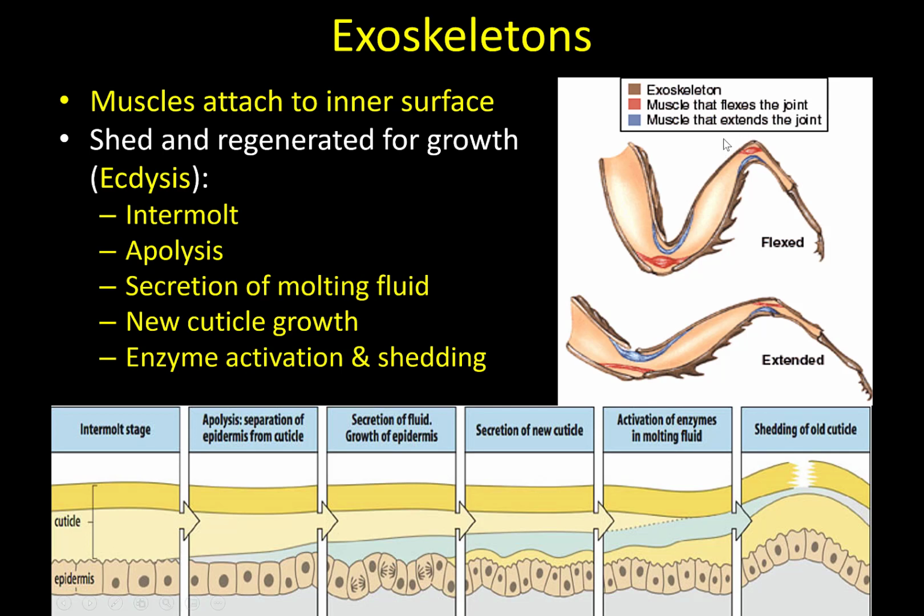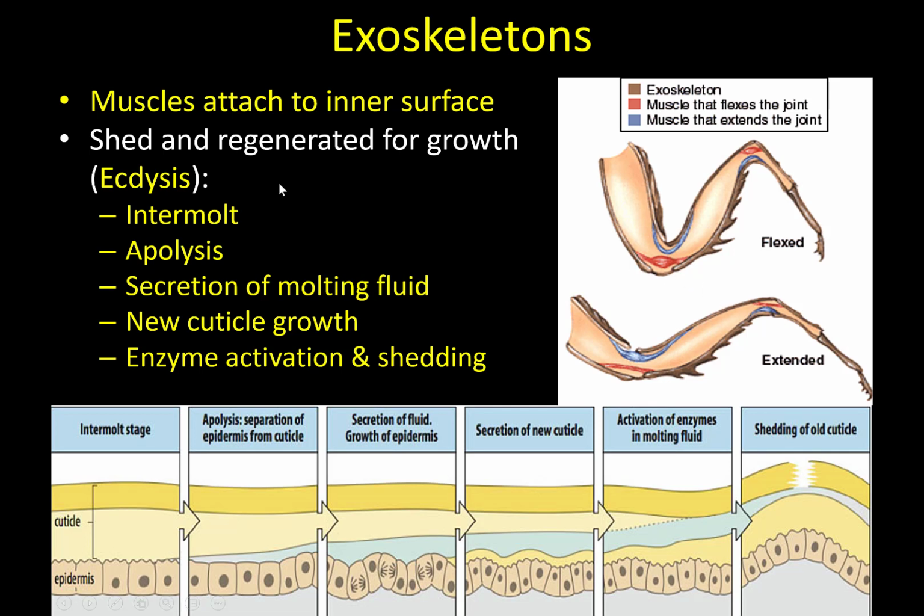In this case, the skeleton is on the surface of the body, and the muscles are inside of it. They attach to the inner surface of the skeleton instead of the outer surface like you see in us. Okay. So when muscles, in this case, flex and extend, they're having to pull on the inner surfaces of these pieces of exoskeleton, forcing them to either come together when they want to bend a joint, or to be pulled flat when they want to extend a joint.